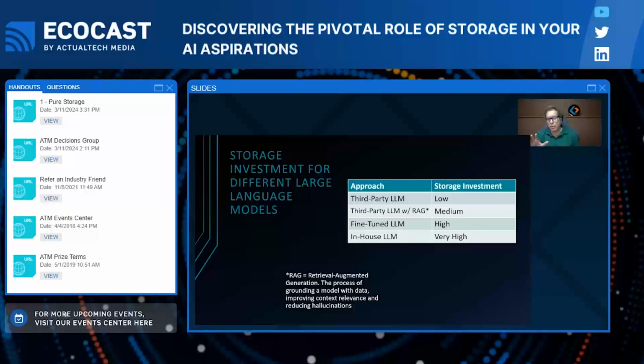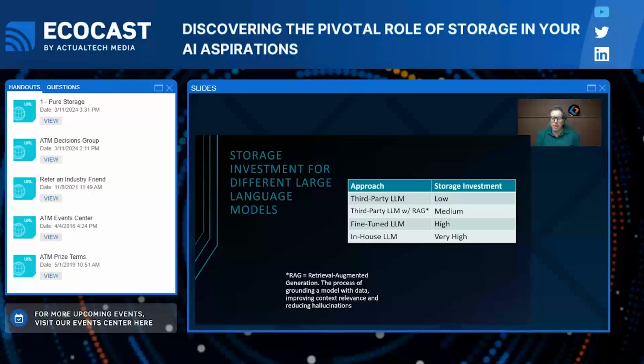Now, third party with RAG, again, that's the retrieval augmented generation. There you're starting to look at some storage infrastructure that you're going to need to help sort of ground the data. So that's a medium investment. Then the fine-tuned LLM is a high investment in your storage infrastructure. And then if you're doing the in-house LLM, pulling an open source model off GitHub and starting to build from there, that's a very high investment. You're sort of all in there.